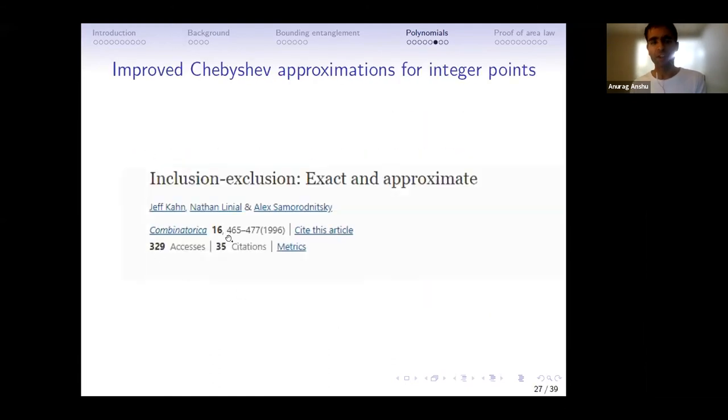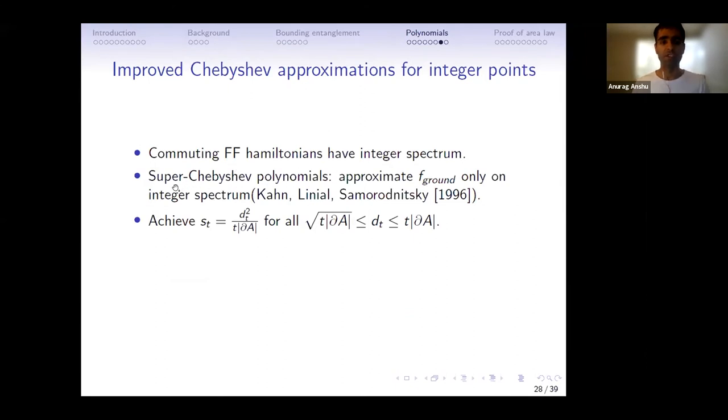So these authors had shown something which I'll call the super Chebyshev polynomials, which approximate the ground function, and which generalize the behavior of the Chebyshev polynomial. They approximate the ground function only on the integer points and nowhere else. And what they achieve is, at least from the point of view of this talk, a much better approximation than Chebyshev does. They achieve an approximation which is exponentially small in S, if you recall my notation, of the following form: d squared over t times the area. Just to recall, the Chebyshev polynomial would achieve the square root of this number, that means d over root t times area. But this achieves the square of that. So especially if d is more than root t times area, which is the place where Chebyshev works, going beyond that, these polynomials do much better.